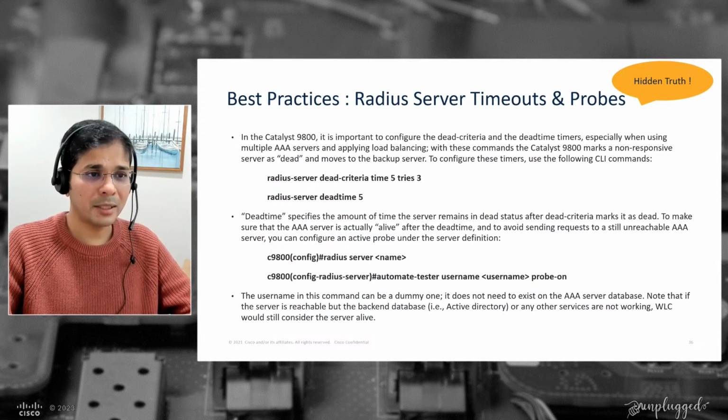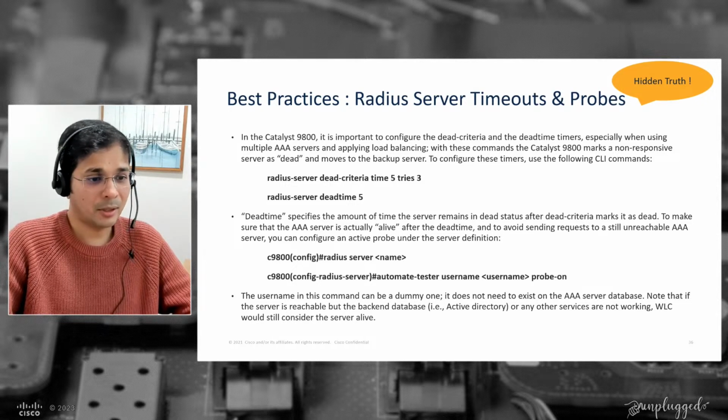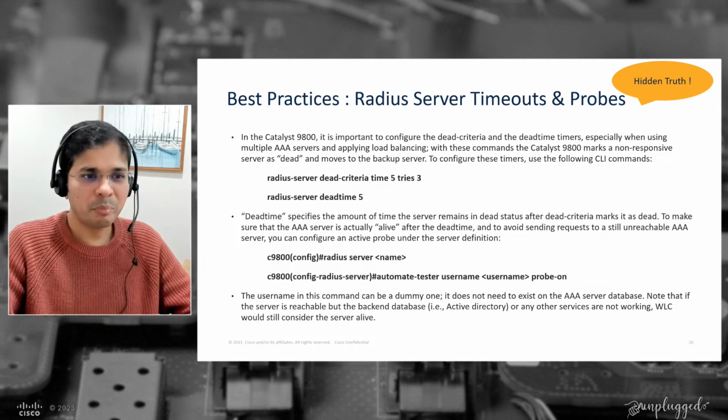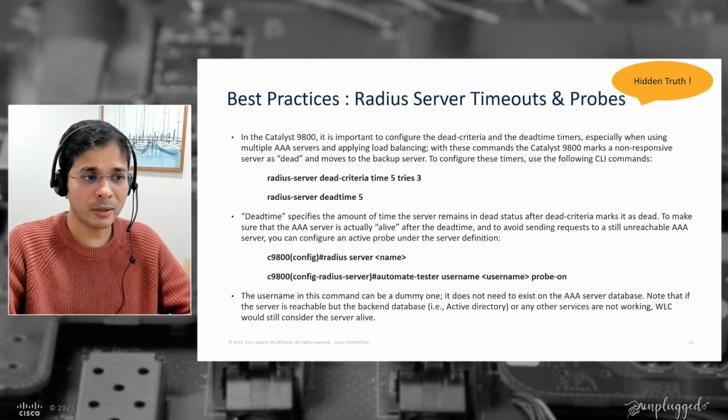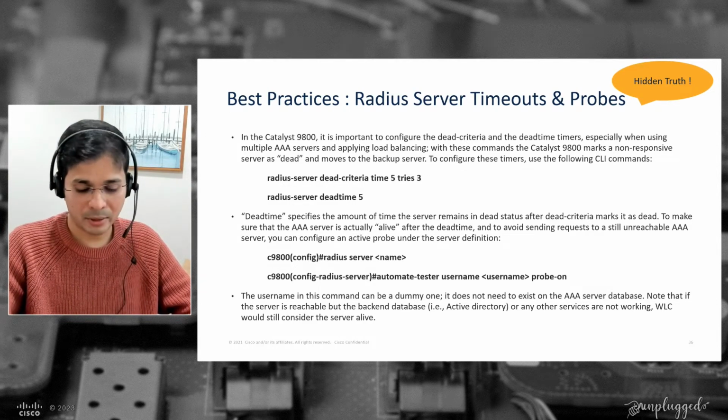This is something I see a lot of customers configure on their RADIUS servers. They try to put the dead time, but they fail to add the dead criteria, and they fail to add the automate tester. So just bits and pieces where I feel if you can add these 2 commands, if you haven't, this will help you with graceful failovers and right failovers on the AAA side.